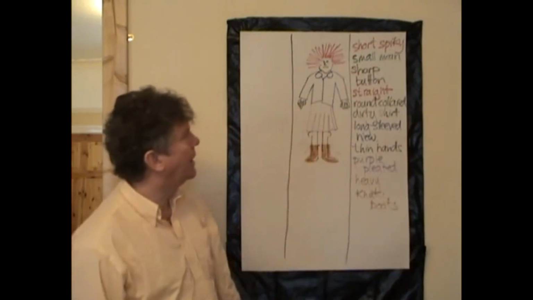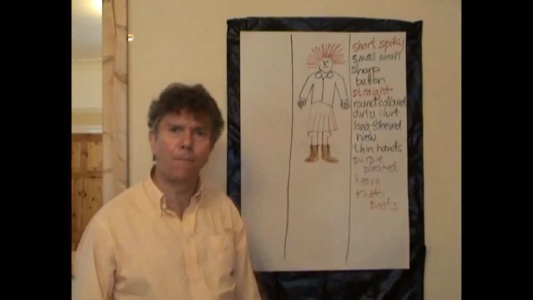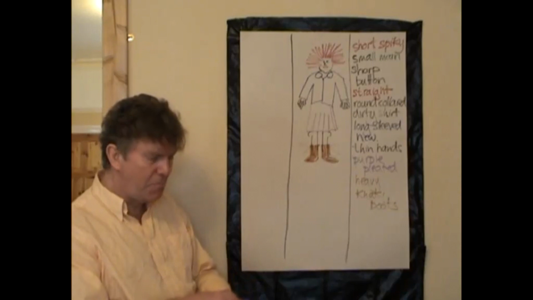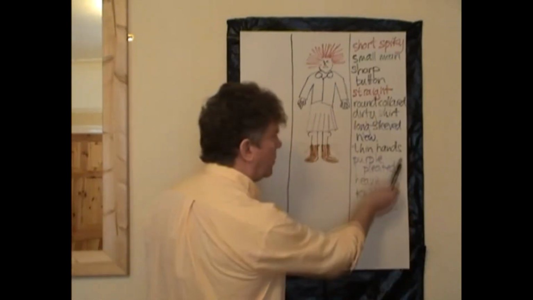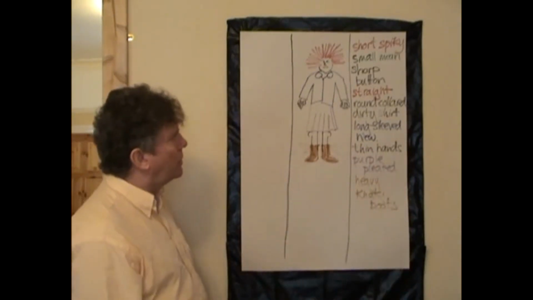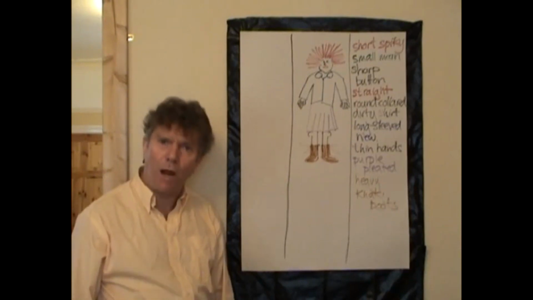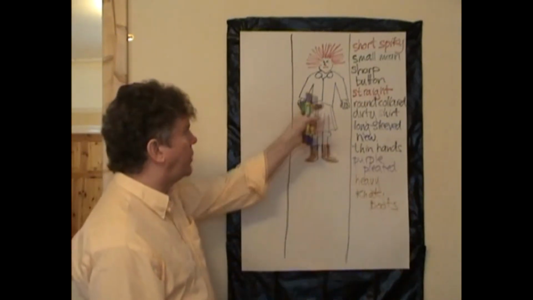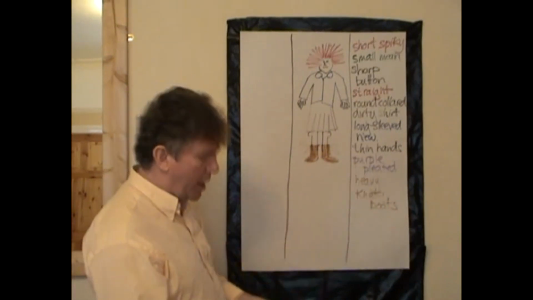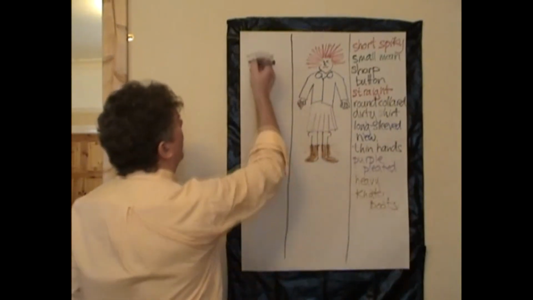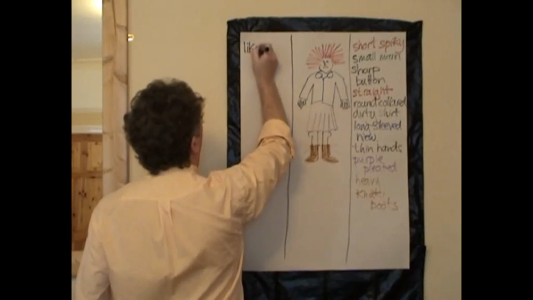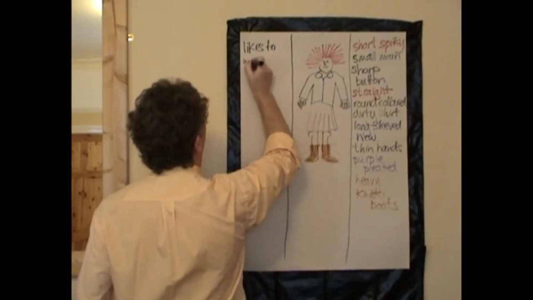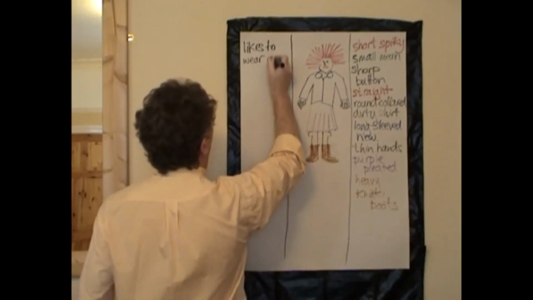Short spiky hair. She's got small mean. Why is she mean? What is it that's made this girl mean? Go back to the purple pleated skirt. She's mean because she's been made to wear something. What kind of clothes does she like? Well, if she had her way, she'd wear all army clothes. Internal character. Likes to wear army clothes.